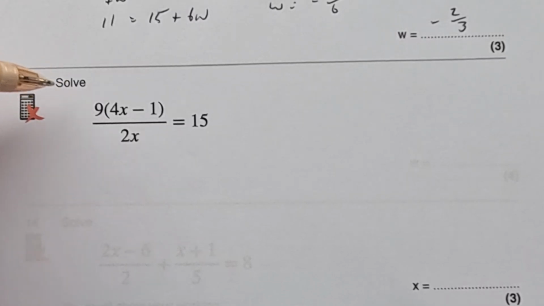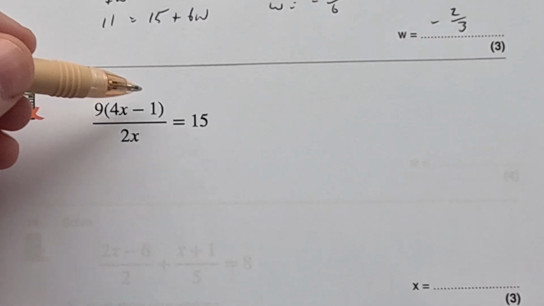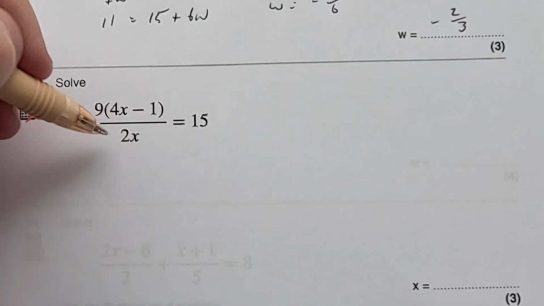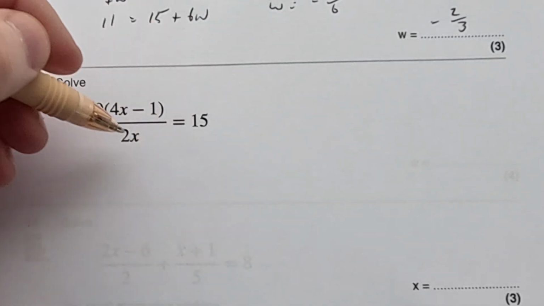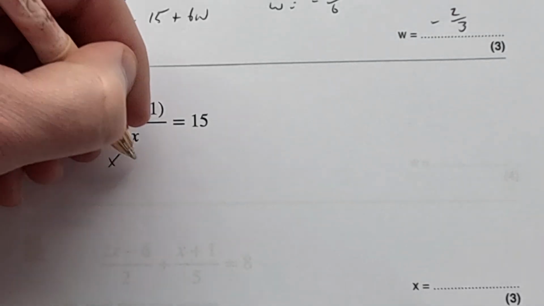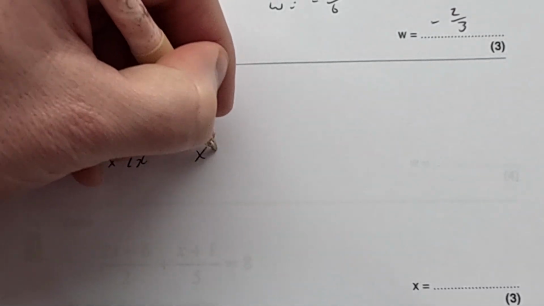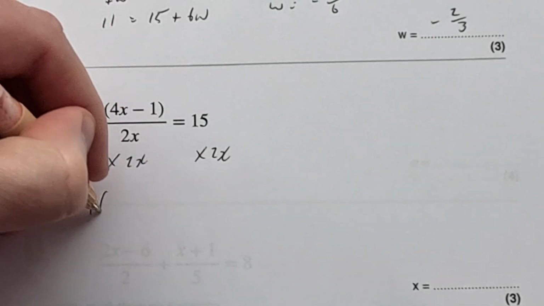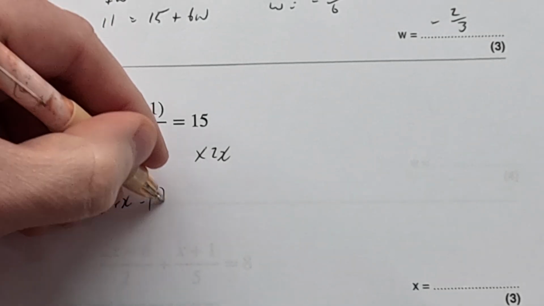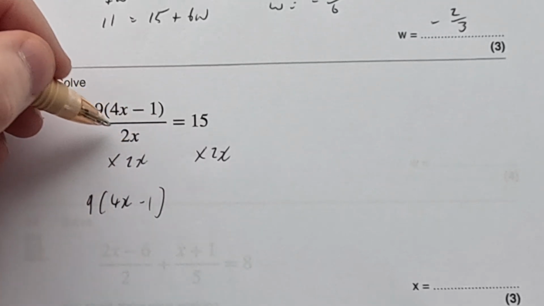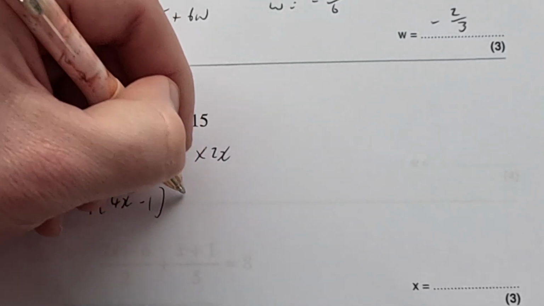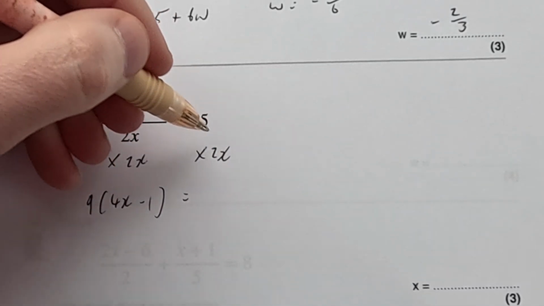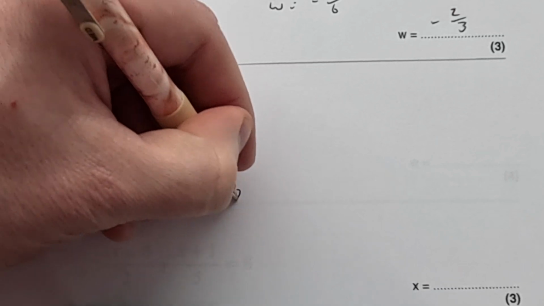Okay, so question number 11 says solve 9 brackets 4x minus 1 close brackets all over 2x equals 15. So we want to get rid of this denominator, so let's multiply both sides by 2x. Let's multiply the left hand side by 2x and the right hand side by 2x. The left hand side will just be the numerator, 9 brackets 4x minus 1, because multiplying by 2x gets rid of the denominator. And the right hand side is 15 times 2x. Well, 15 times 2 is 30, then x, so 30x.